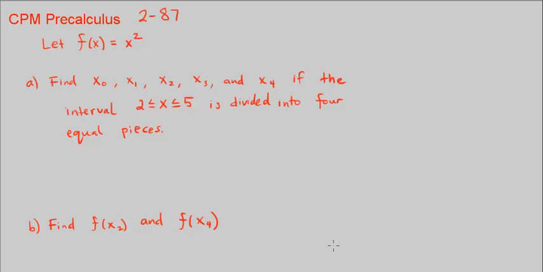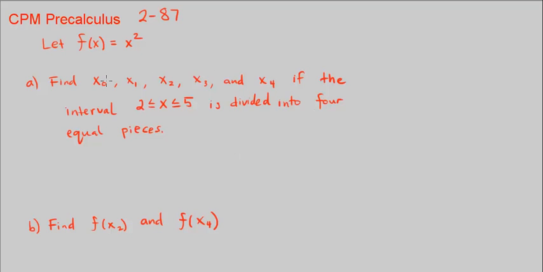This is CPM Precalculus, Chapter 2, number 87. Let f of x be our function defined as x squared. Part A, we're asked to find x sub 0, x sub 1, x sub 2, x sub 3, and x sub 4, if the interval 2 is less than or equal to x is less than or equal to 5 is divided into 4 equal pieces.